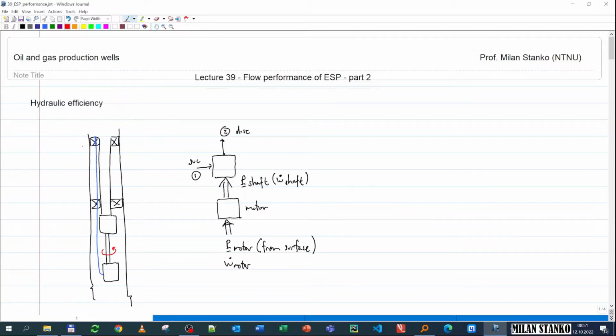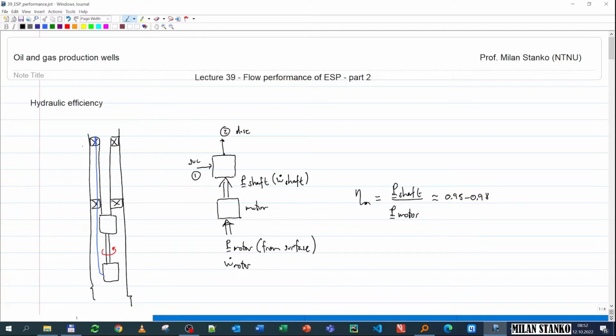Typically P shaft is not the same as P motor, so you have an efficiency. Sometimes I use the term mechanical efficiency, that is the P shaft divided by the P of the motor. Okay, whatever power is entering into the motor and whatever power is coming out, there is a ratio between them. This is less than 1, and this number is typically close to maybe 0.95, 0.98. So it's a very high value. There are actually very little losses in the motor, but it's something we have to take into account.